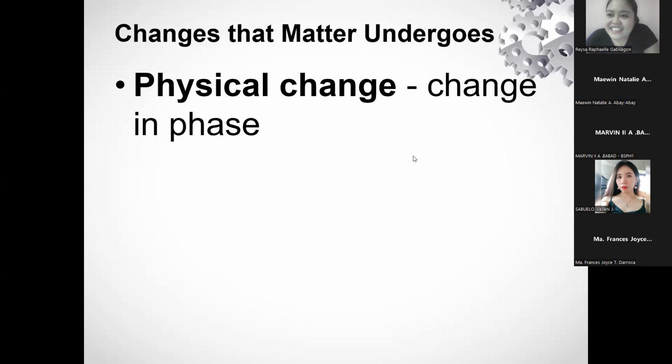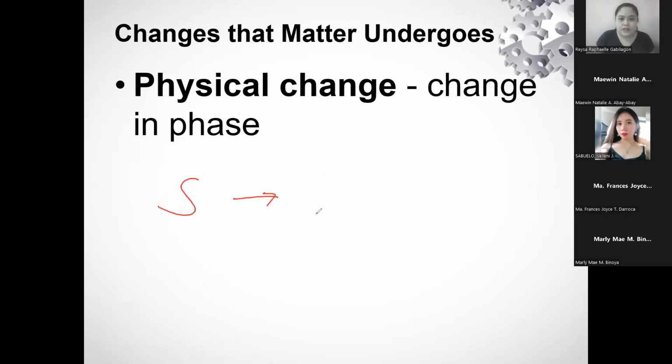Okay. Again, let's have the changes that matter undergoes. The first one is physical change. Pag sinabing physical change, class, there is only phase change. What do I mean by that? When you say phase change, we just have the change like solid to liquid, liquid to gas, and vice versa. So, example, we have here solid to liquid, liquid to gas.